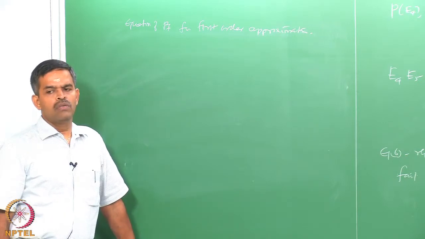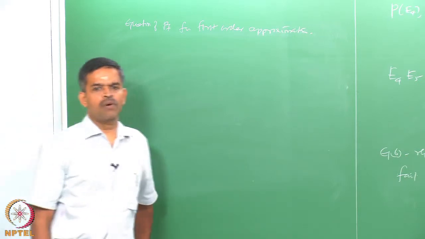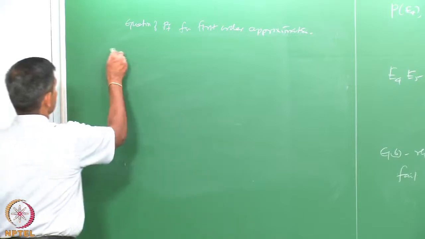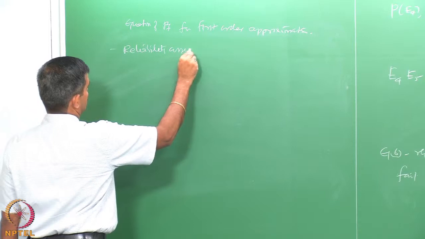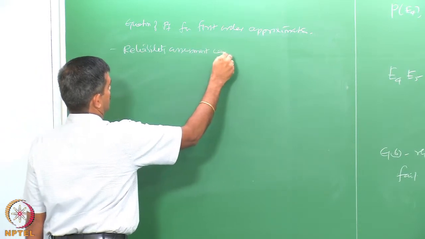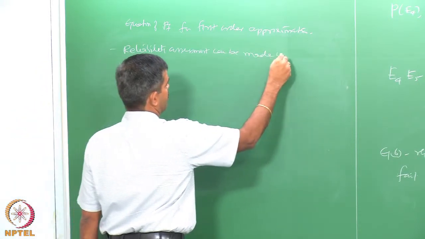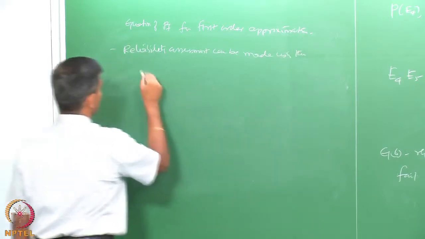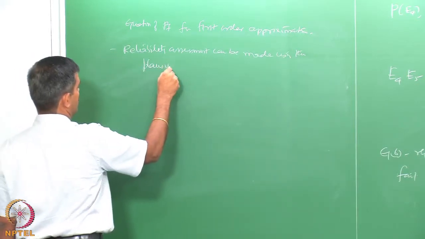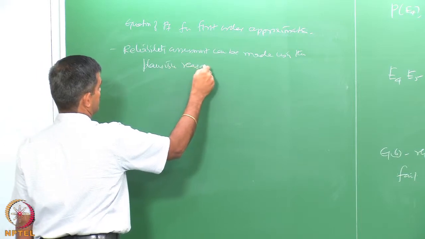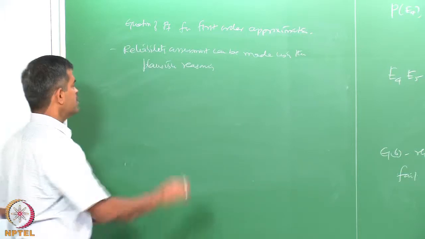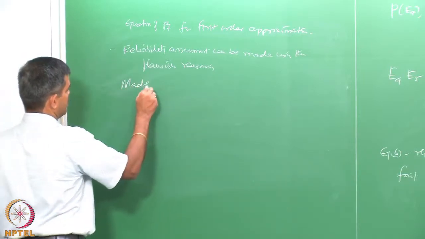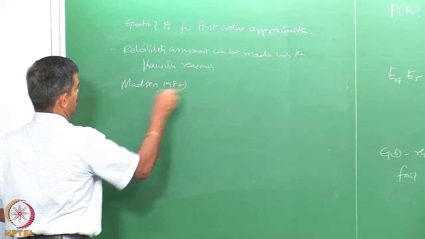One can also use this additional information based upon the reliability assessment, which can be made using the plausible reasoning which we already studied in the earlier modules. Okay. So, Mattson 1987 has given further information on this specific application.